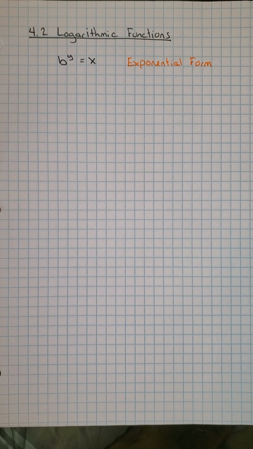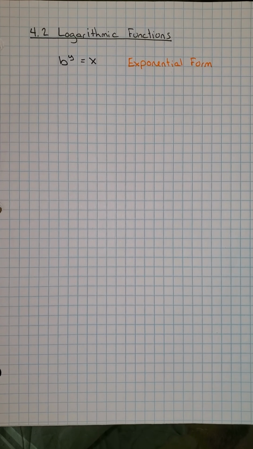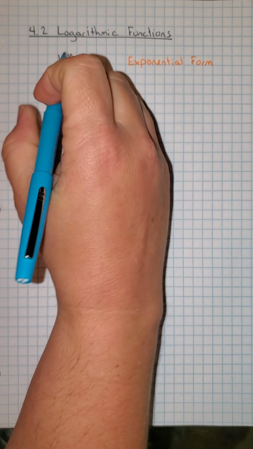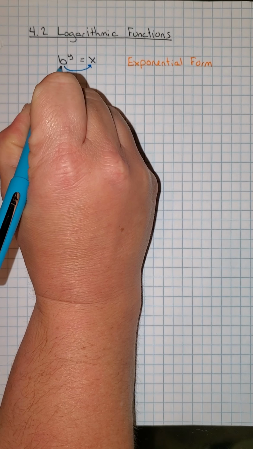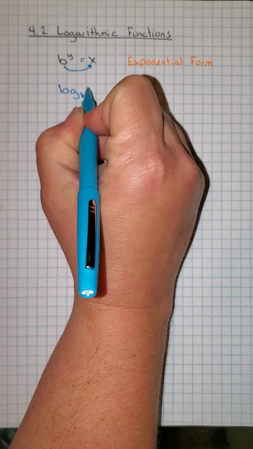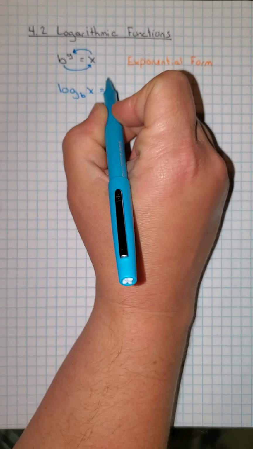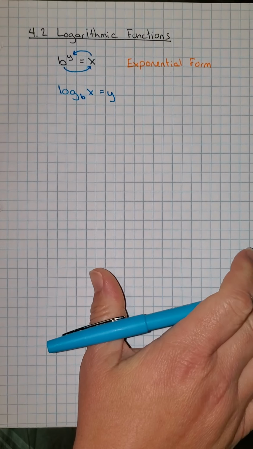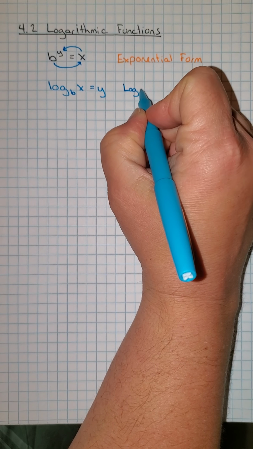Now, if you can wrap your head around the fact that a log is just an exponent rewritten in a different way, it'll help you remember the rules. Someone once showed me a quick trick to change this into log form. Start at your base and circle around your equals. This will be the base of your log. So it'll be log base b of x, and then it equals y. This is in logarithmic form, or log form.